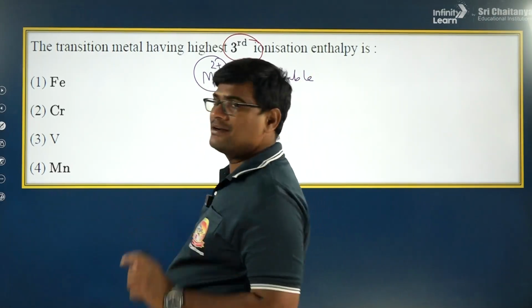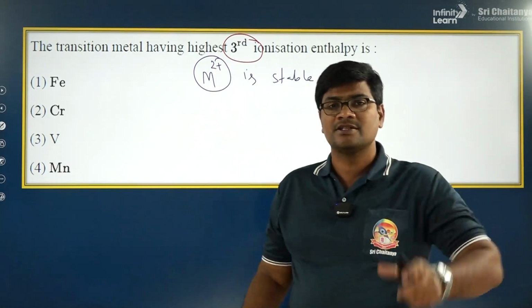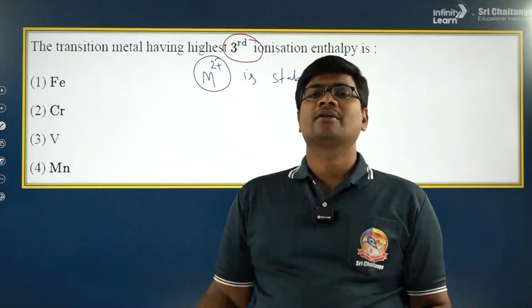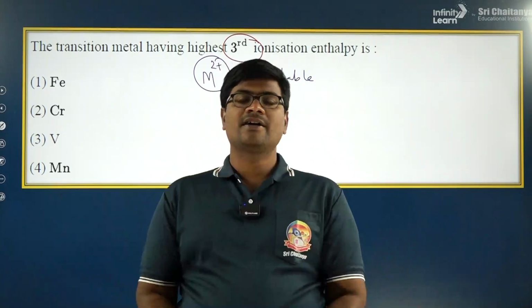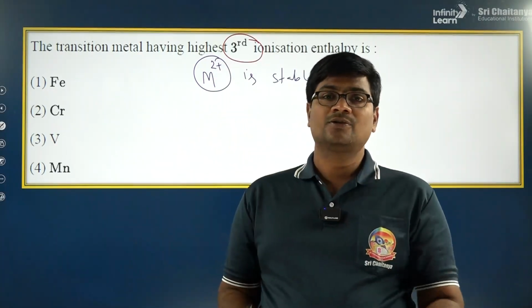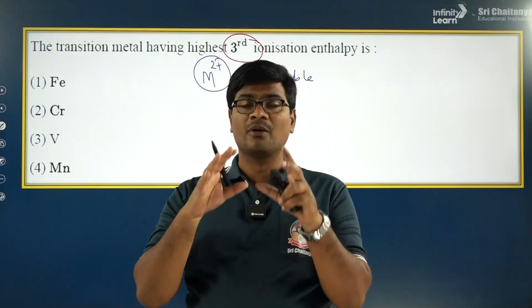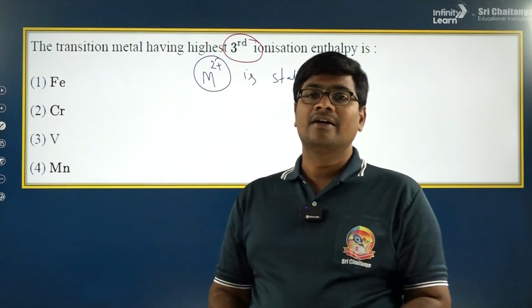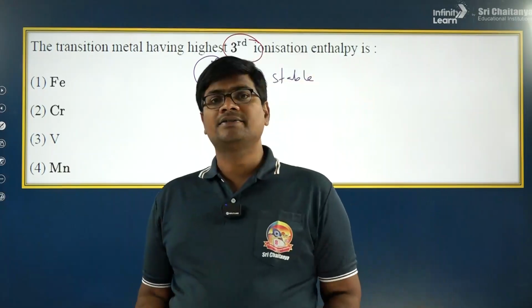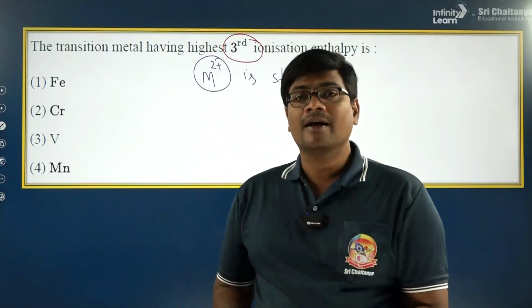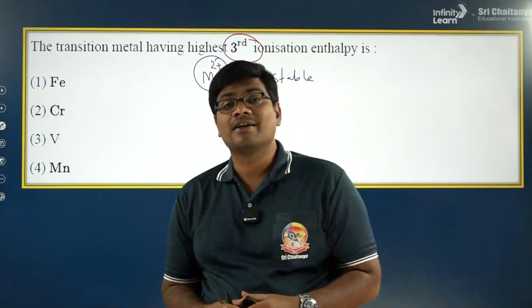Please keep this in mind. If first ionization energy itself is high, it means the neutral atom is more stable. IE1 is high means the neutral atom is stable. IE2 is high means the mono-positive cation, M+, is stable. IE3 is high means what is stable? M2+, or the di-positive cation, is stable.